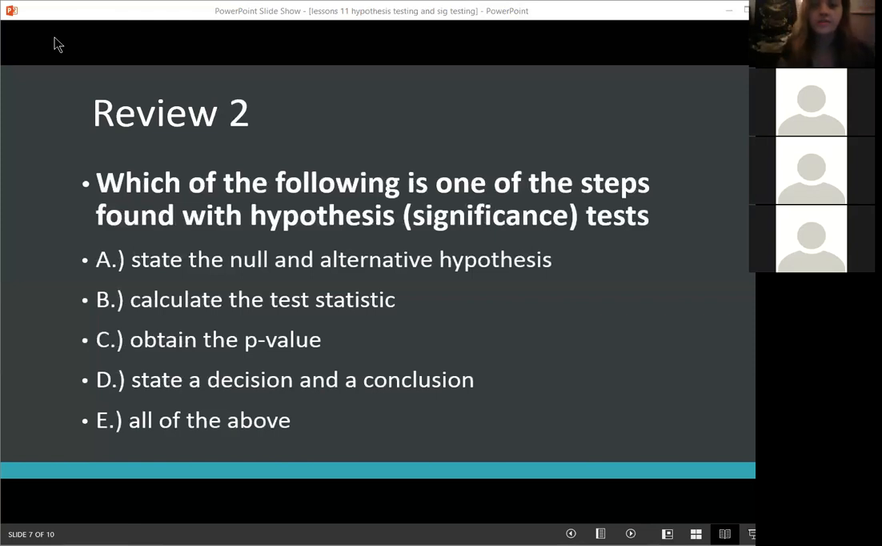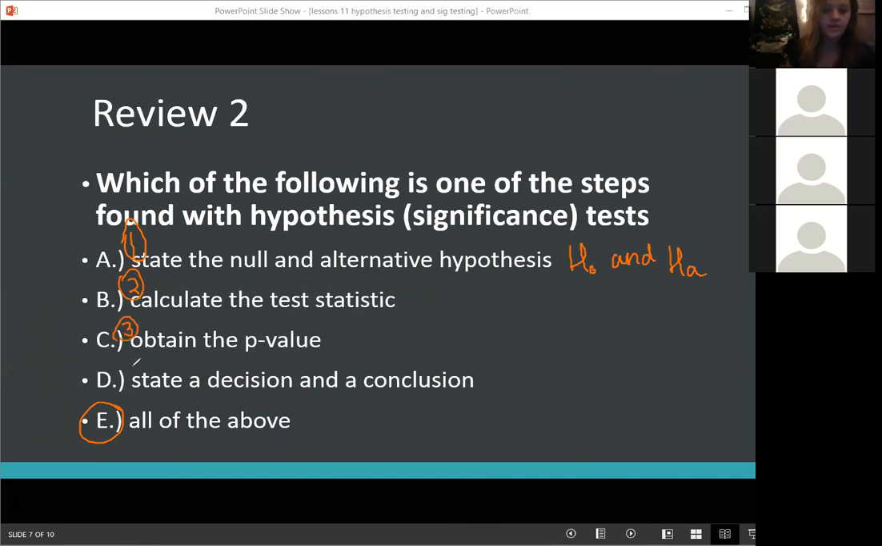Okay, good job. Absolutely. So our answer here is going to be E, because if we go through all of these, they are the 4 steps that we take. Our first step is A, state our null and alternative hypotheses. Letter B is our second step, calculate the test statistic. C is step 3, obtain the p-value, and step 4 is D, state a decision and a conclusion based off of your p-value from step 3.